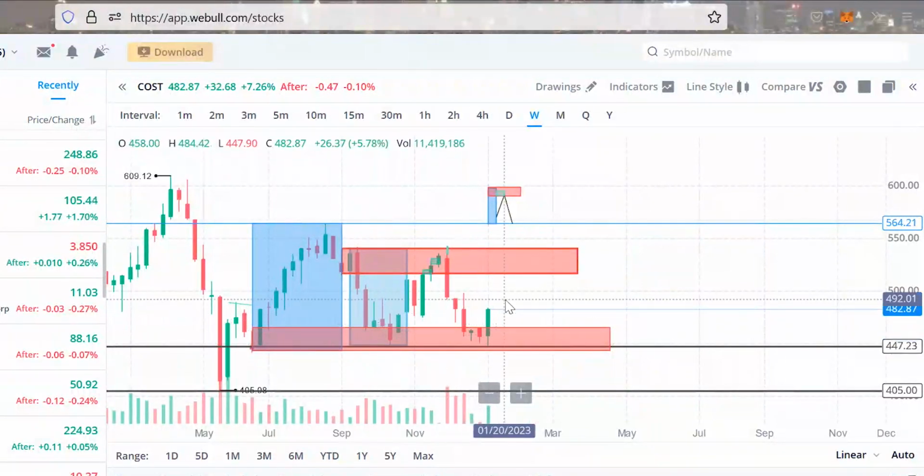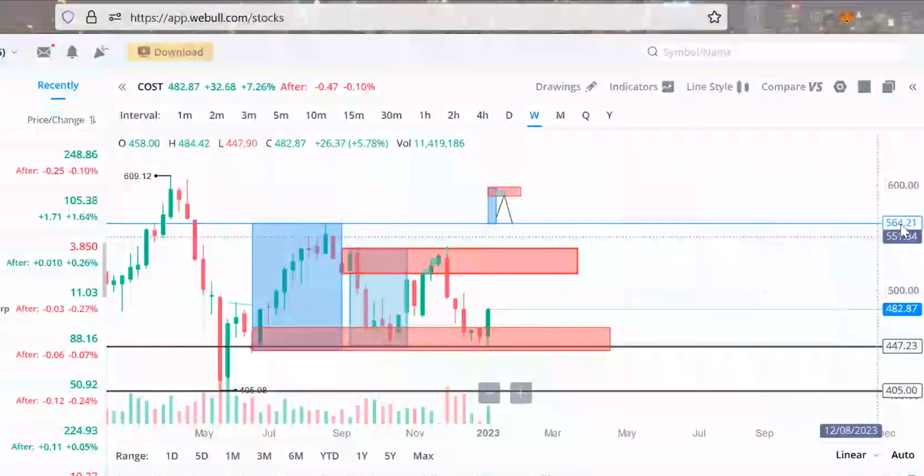So therefore we are taking longs, and now we can see Costco going to 564.21, right? Once you guys see this going to 564.21, I don't know when this video is going to be uploaded.